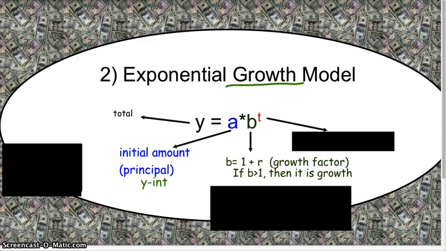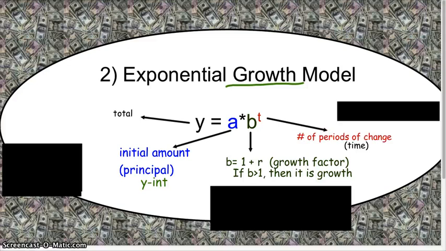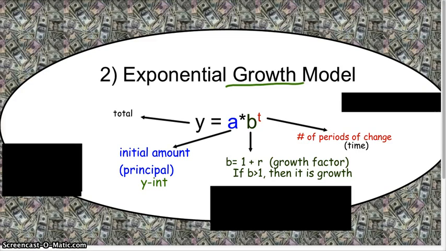And remember, we're going to take 1 plus the growth factor as a decimal because you're going to get 100% of your initial amount plus the percentage of growth. T, our exponent, is the number of periods of change. Think of T as the amount of time that your money's growing, that it's in an account, or the amount of time that has gone by if we're looking at populations of animals or people.